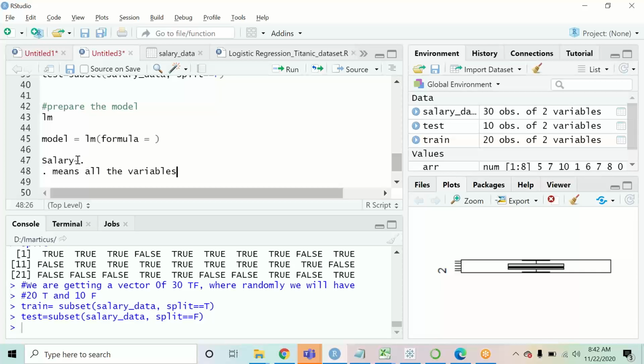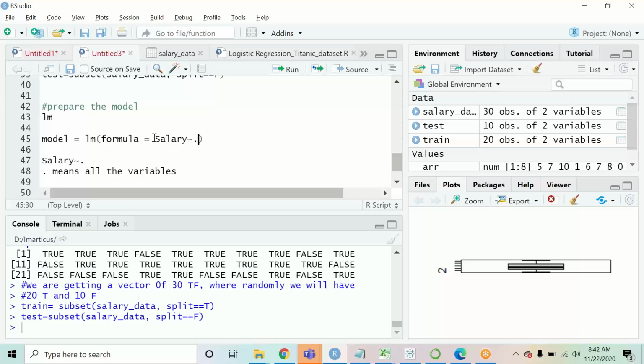Okay, so I am saying I have to print the value of salary based on all the other variables except salary that are there. So technically I am left with one variable, that is experience. So I will write this down over here. Salary is proportional to experience. This is a tilde sign that I have used. So this is, I'm defining the formula.